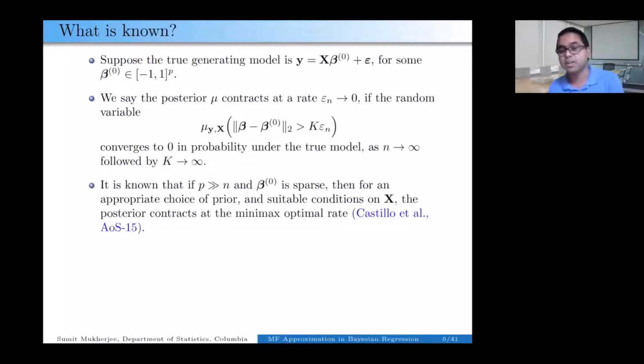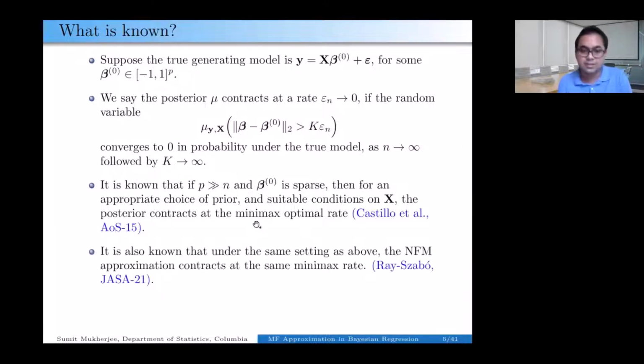So if P is much larger compared to n, and the true beta naught is sparse, then for an appropriate choice of spike and slab prior, with some suitable conditions on X, your posterior does contract at the minimax optimal rate for this detection problem, right? So what is the minimax optimal rate for the frequentist dispersion? Your posterior will contract at that rate, right? So that's sort of already settled.